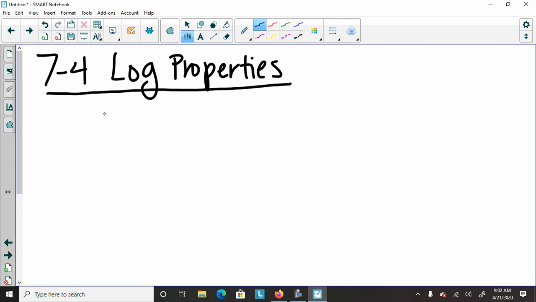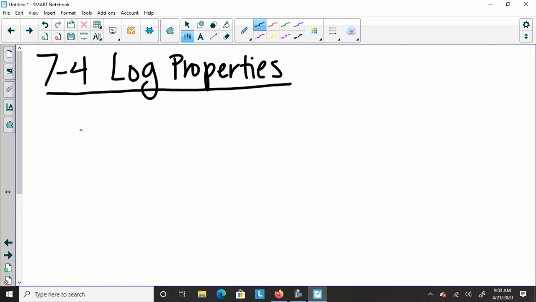All right. So a lot of times we have multiple logs that are either added or subtracted, and we want to combine them into one logarithm. So that's what we call condensing something. We go from a larger to a smaller, and then occasionally we want to go from small to big. So with that we say expand. So you'll see those two words, condense and expand, a lot for your examples and things.